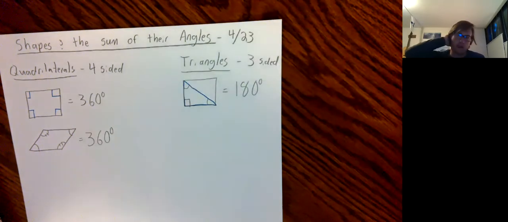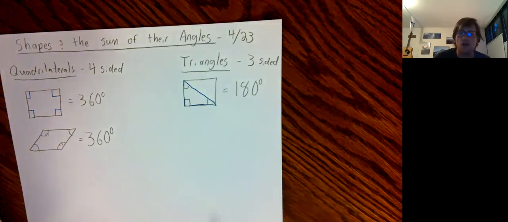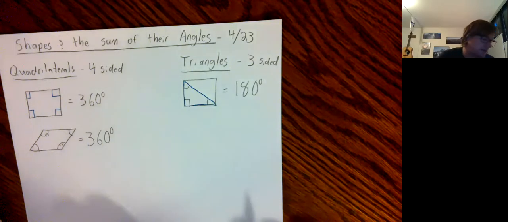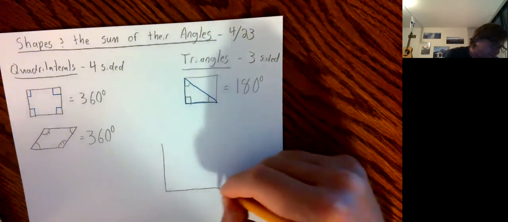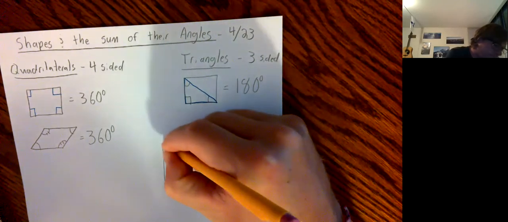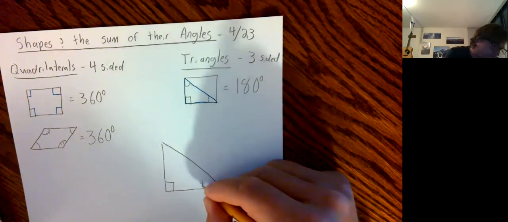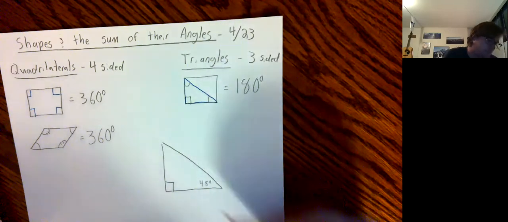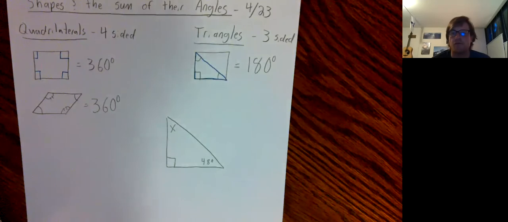Let's do a quick exercise around this idea of trying to solve for an unknown angle within a triangle. So here's a triangle. I'm asking you to solve for the unknown angle. In this case, it's represented as x.